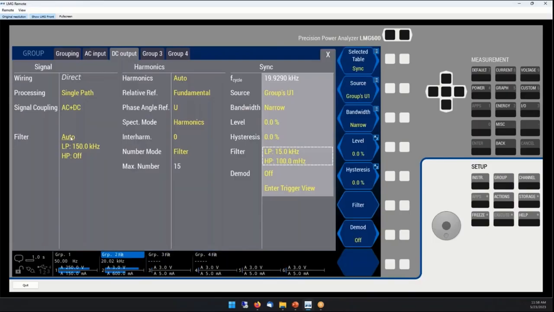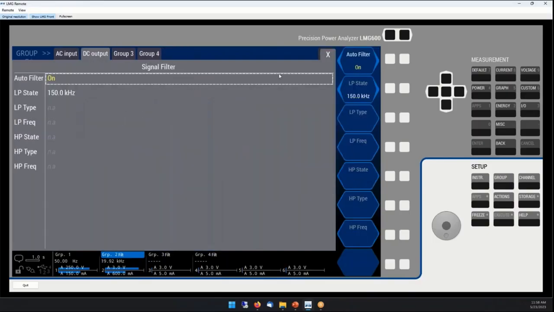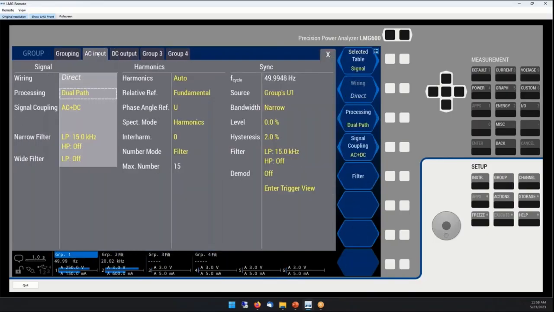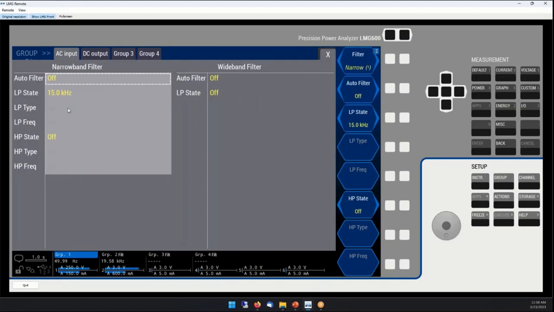So I could go, I'm in the wrong group, I see input, apply a low pass filter. Now we have a low pass filter at 15 kilohertz, which is set by default, but I can set it custom to any other filter.